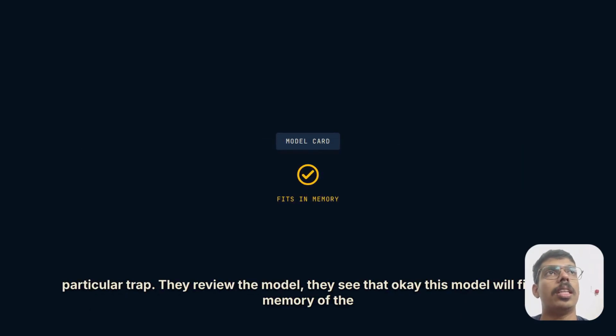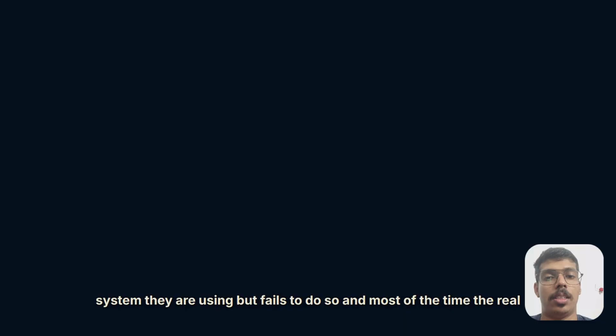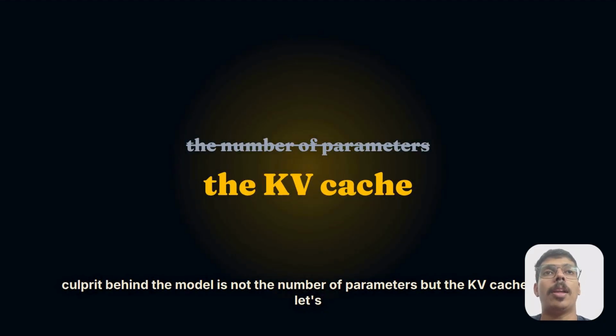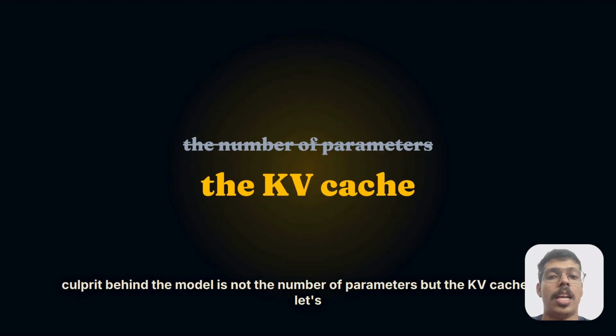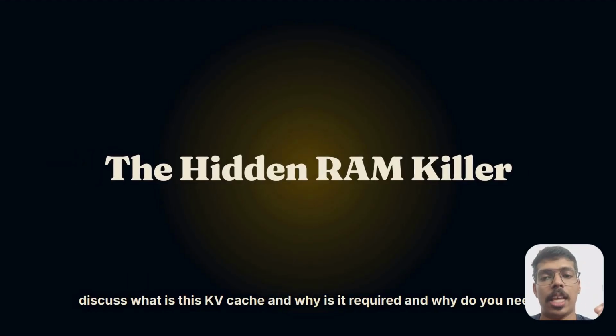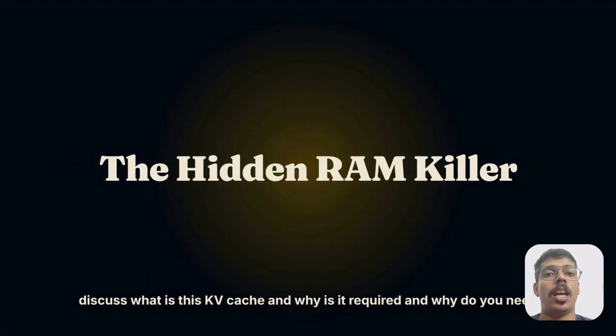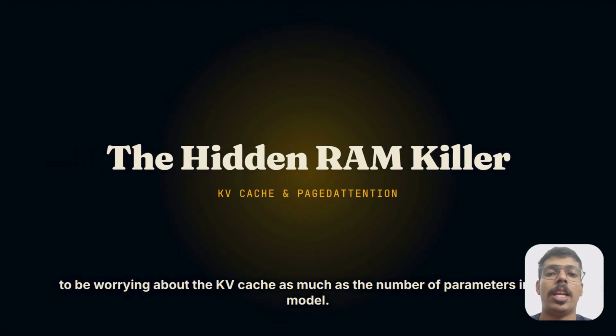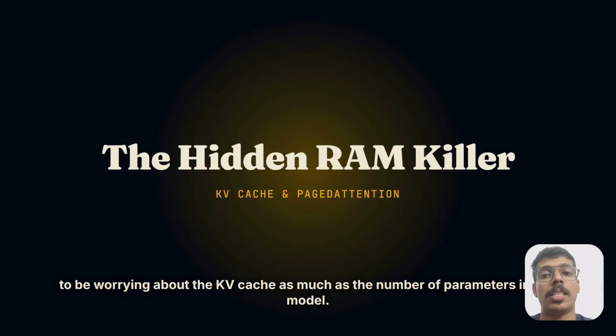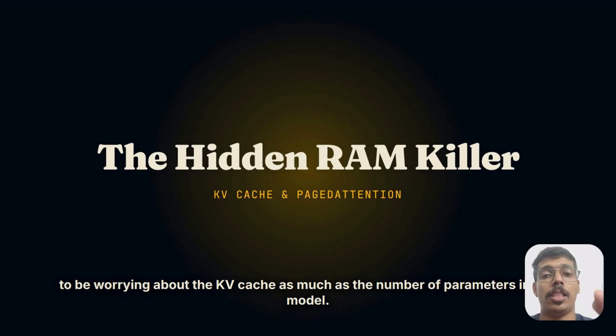They review the model, they see that okay, this model will fit the memory of the system they are using, but it fails to do so. And most of the time, the real culprit behind it is not the number of parameters, but the KV cache. Let's discuss what this KV cache is, why it is required, and why you need to worry about the KV cache as much as the number of parameters in this model.